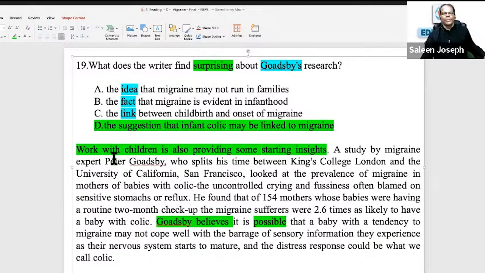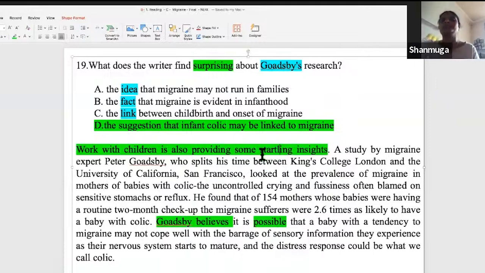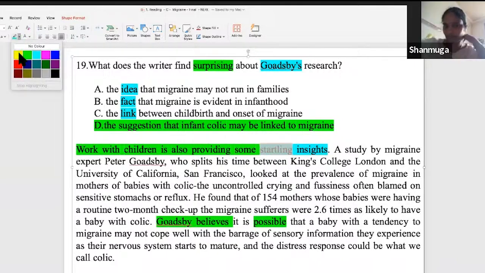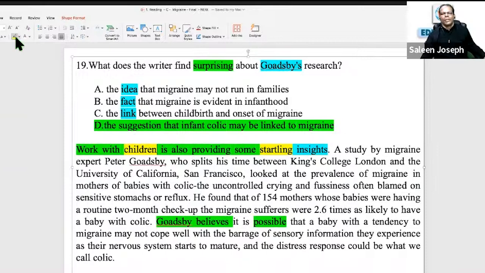Now let's see the topic sentence. Work with children is also providing some startling insights. Startling, right? So startling insights. Is there a synonym? Surprising. Startling is surprising. Work with children is also providing some startling insights. So they are going to explain those startling insights.